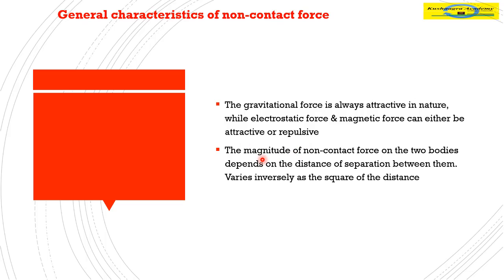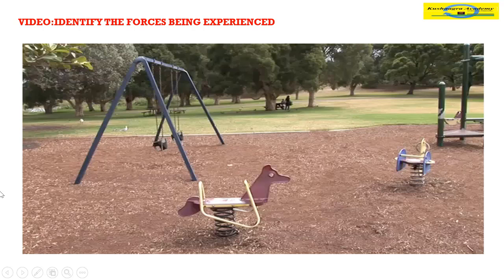Second, the amount of non-contact force on the two bodies depends on the distance of separation. See, if two magnets are nearer, the force of attraction or repulsion is more. If they are farther away, it is less. And how does it vary? It varies inversely as the square of the distance. So we say the distance is r, and force is inversely proportional to the square of the distance. We have studied so many kinds of forces right now.